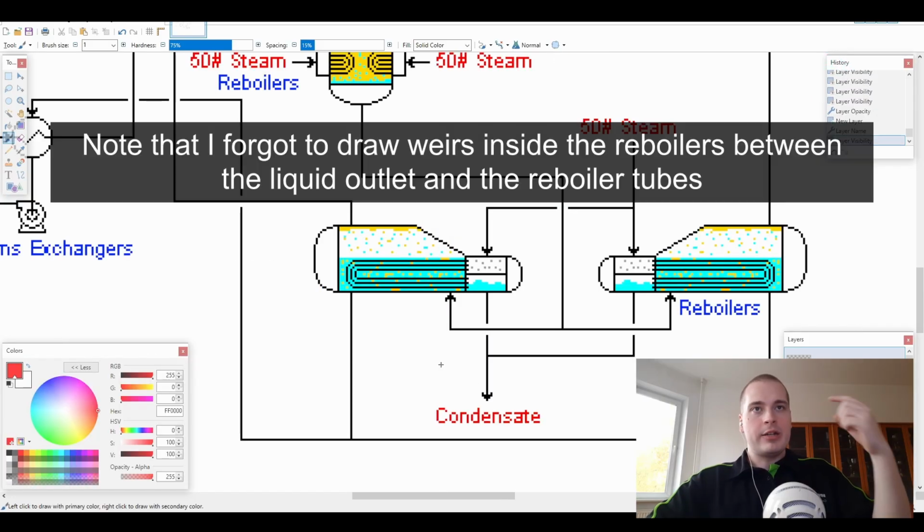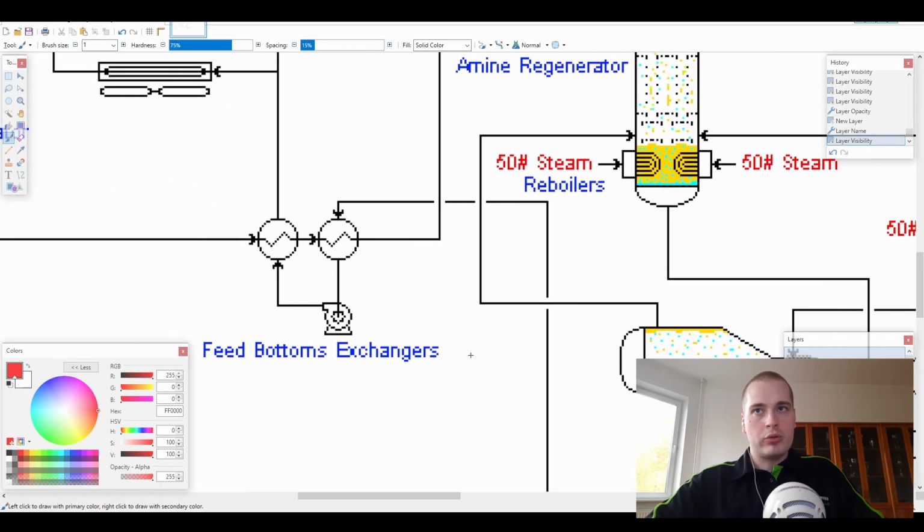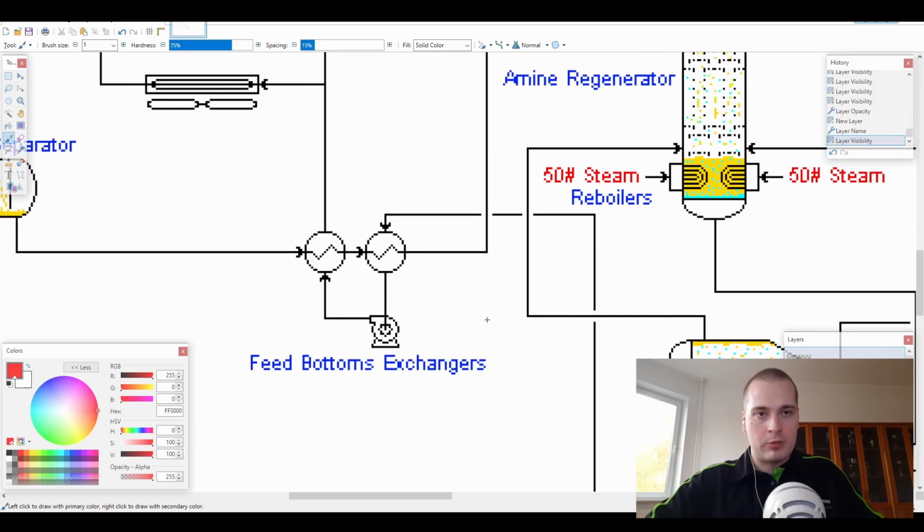And then our liquid amine, which in this case is lean amine, leaves the bottom of the reboilers and goes to the feed bottoms heat exchangers, where it once again transfers heat from our lean amine to the rich amine. This is sort of an economizer, if you know what that means. Basically, we don't want to be wasting heat, because heat equals money and power and energy and stuff like that.